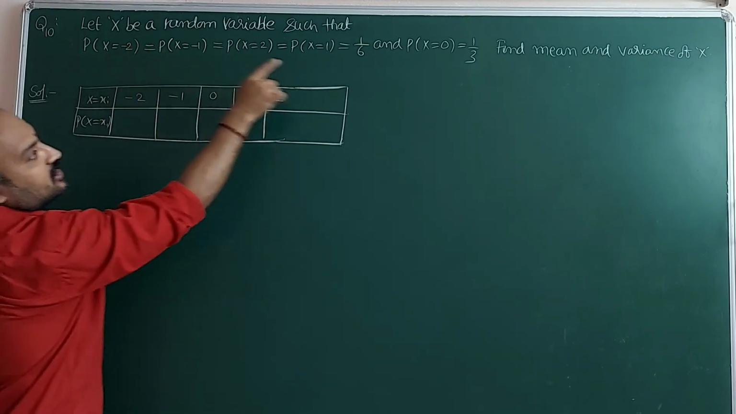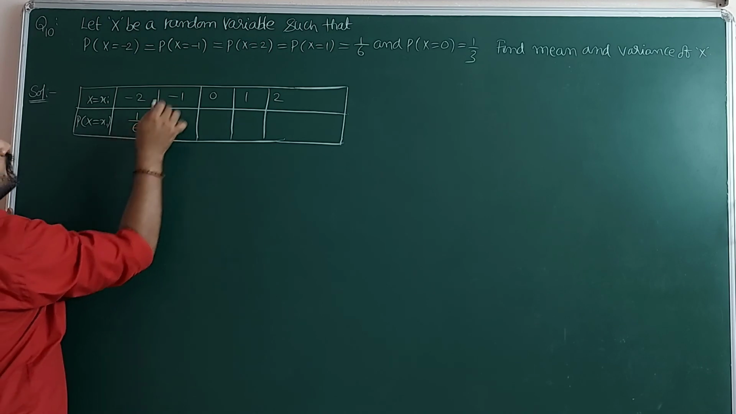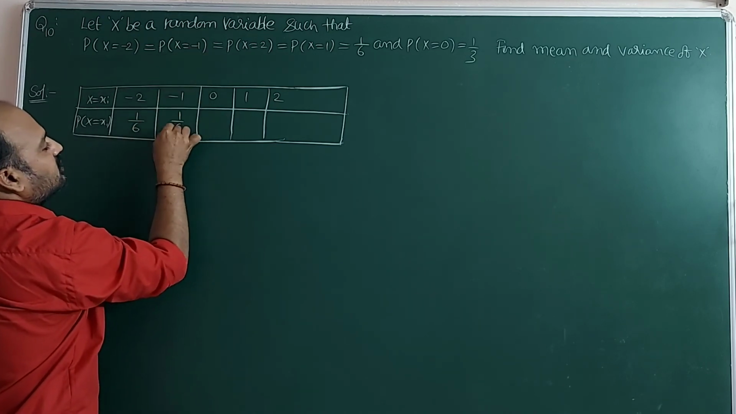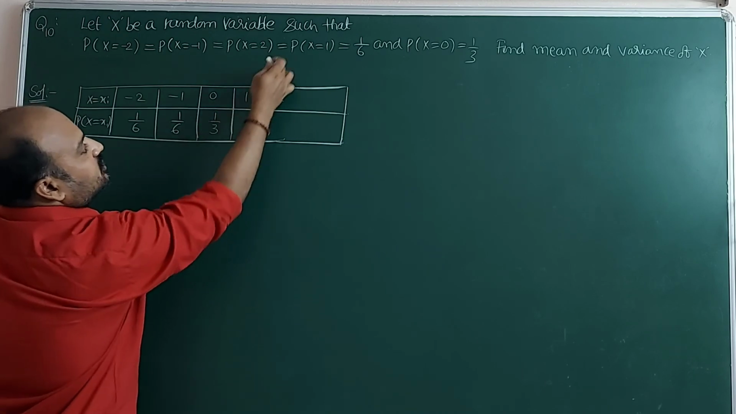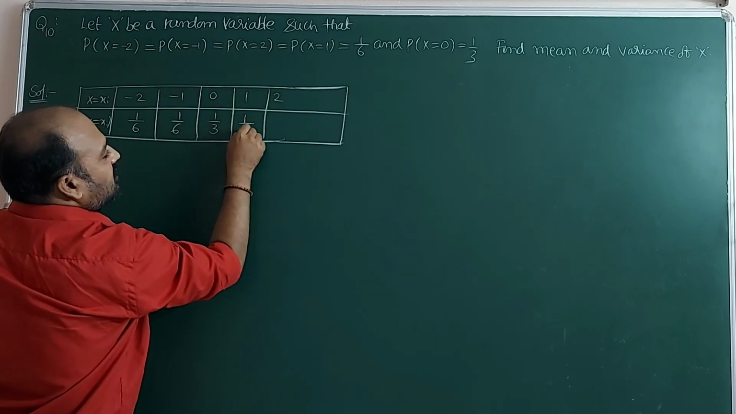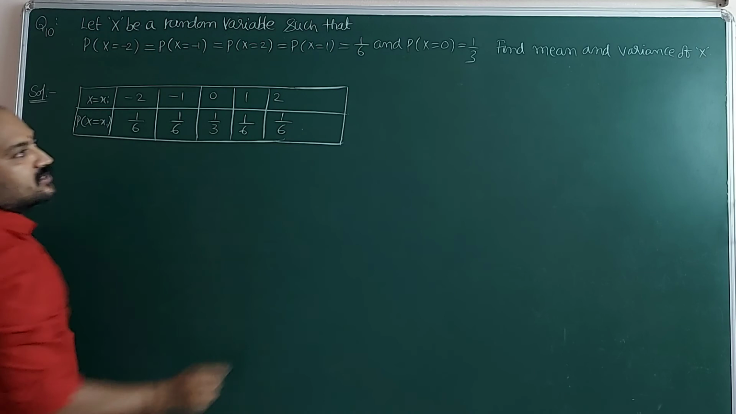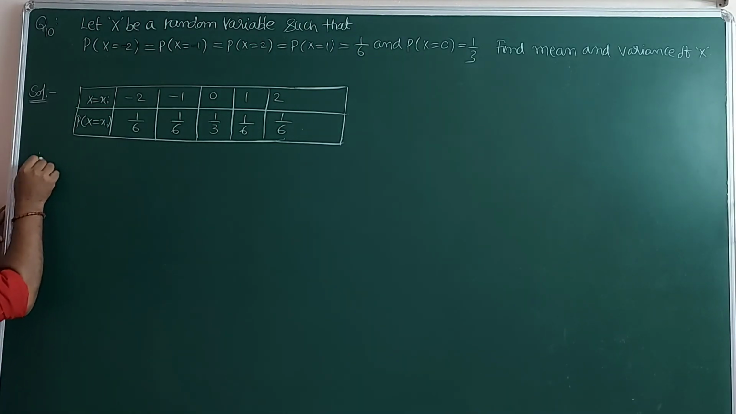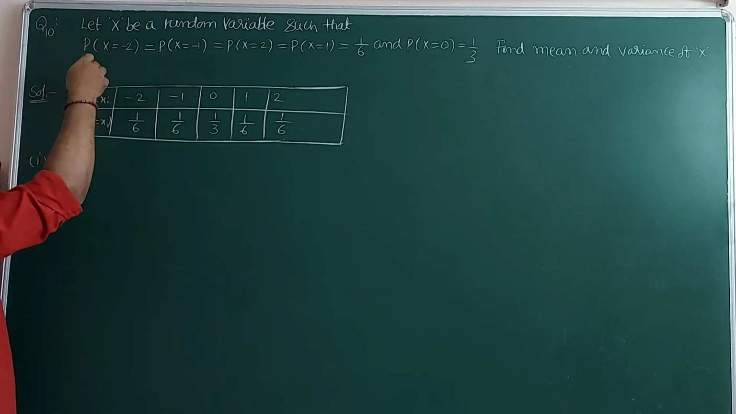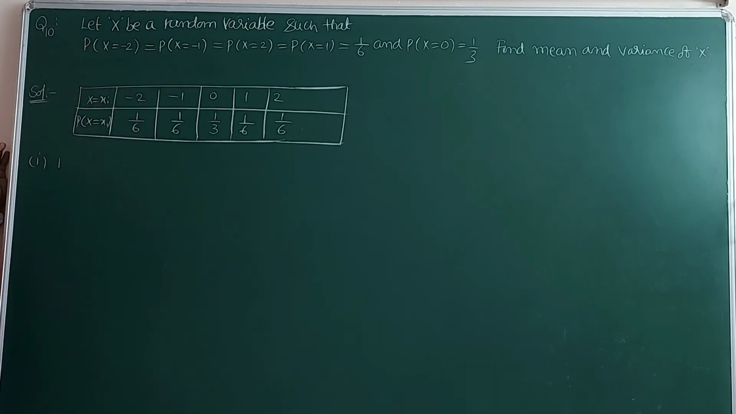P of x is equal to minus 2, how much is it? 1 by 6. P of x is equal to minus 1 also 1 by 6. P of x is equal to 0 is 1 by 3. P of x is equal to 1 is 1 by 6. X is equal to 2 is 1 by 6. That's what is given. So 1 by 1 we will calculate the mean of the random variable from the given data. Let x be the random variable.